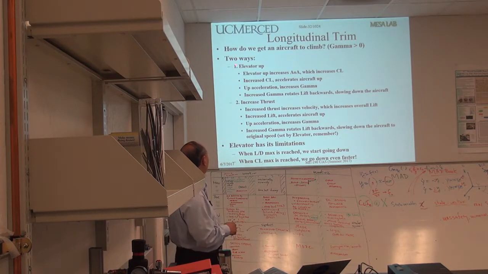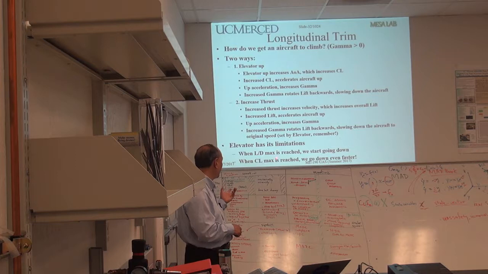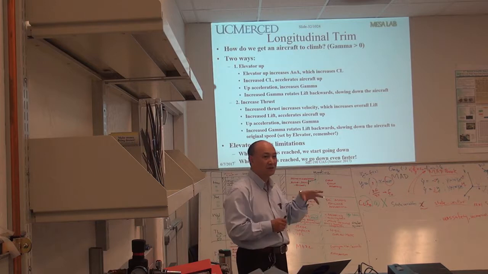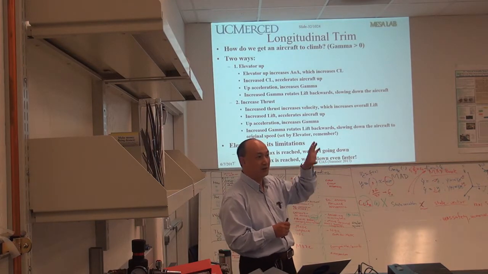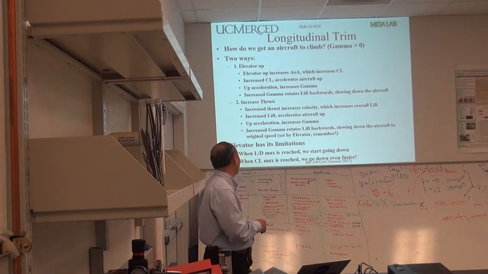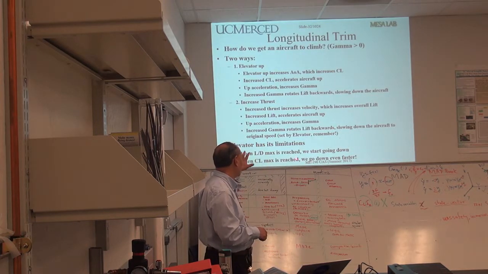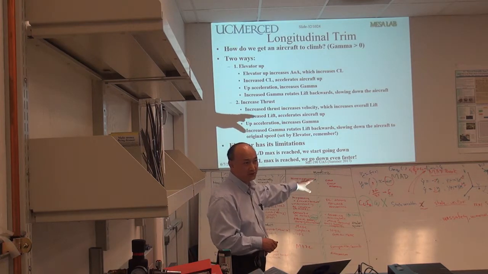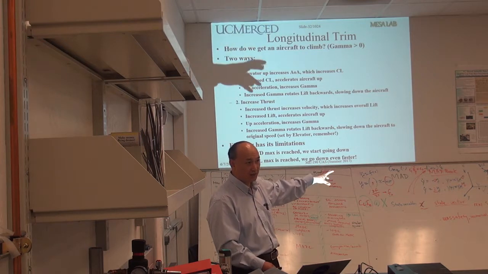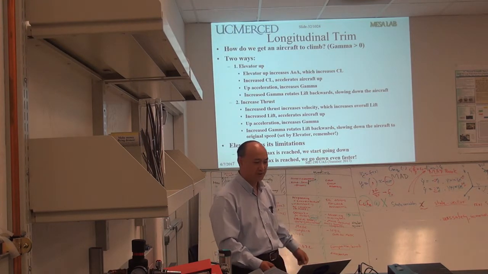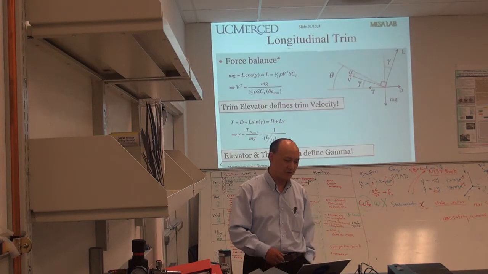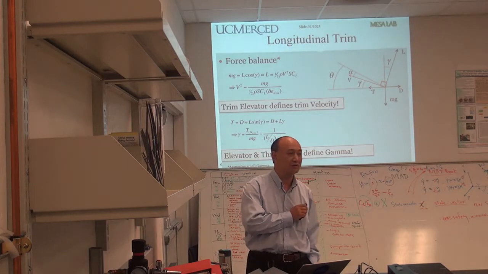So this kind of elevator control has its limitations. When maximum lift is reached, the aircraft will start going down. That's called a stall. You keep going up, then you drop. When lift max is reached, you lose your climb and you drop even faster, because your drag is also very big at that point. So these are qualitative discussions based on the trim analysis for longitudinal motion.